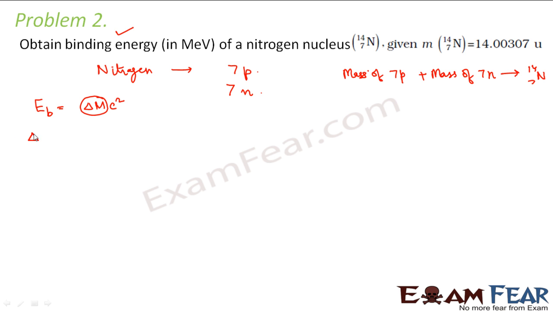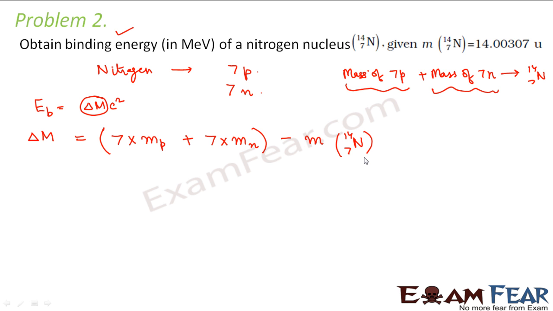So let us first calculate mass defect. So how do we define mass defect? Mass defect is the sum of the masses of the constituents minus the nuclear mass of the atom. So what is the mass of the constituents here? It will be 7 into mass of protons plus 7 into mass of neutrons. This is the mass of the constituents minus the atomic mass of nitrogen. Right? So here we are neglecting the mass of electron because mass of electron is very less.